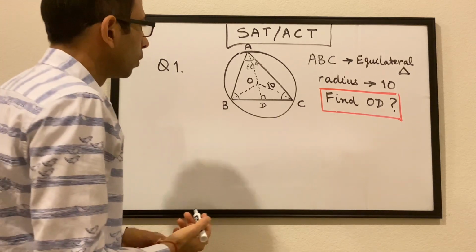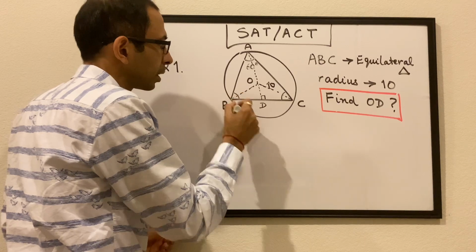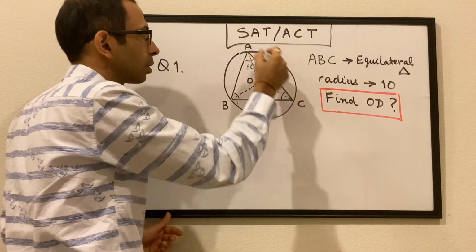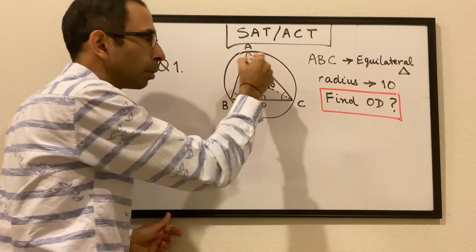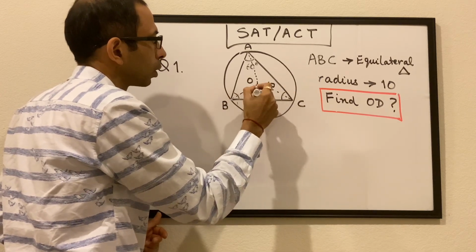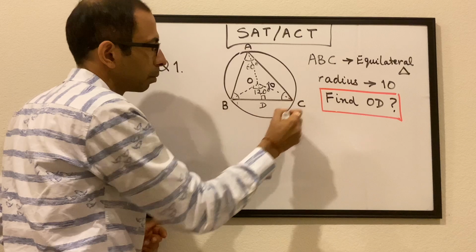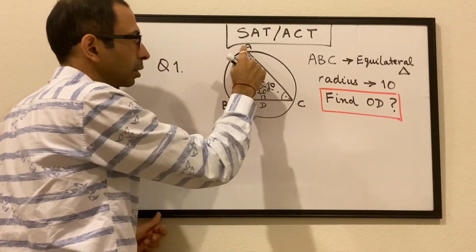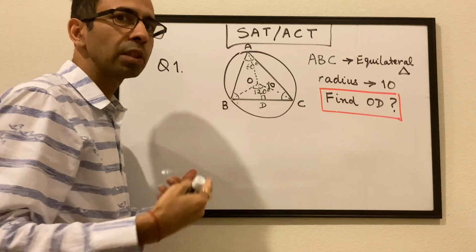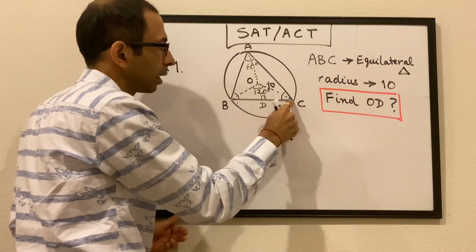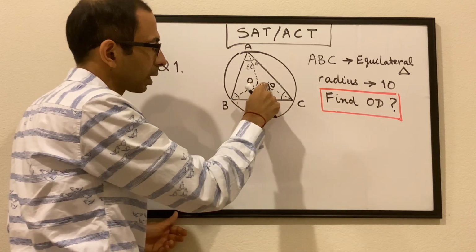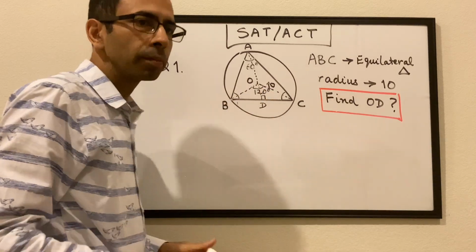Now we also know that if we have an arc, let's say BC, and it makes an angle of 60 degrees with any point A on the circle, then it will make double that angle with the center. So angle BOC will be equal to 120 degrees. The central angle is always double of the other angle. So we're concentrating on this triangle OBC, and this angle BOC is 120 degrees.